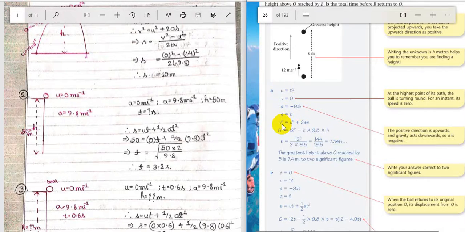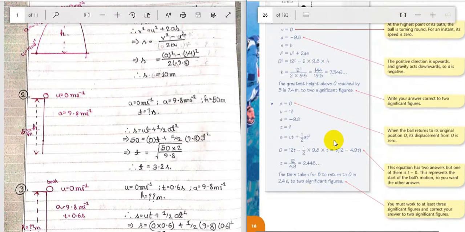So list all the values, and using the equation v squared equals u squared plus 2as, make s the subject and put in all the values. Using the calculator you can find the value, that is 7.346 meters. So you can just consider it to be 7.4 meters. The greatest height reached by the ball B is 7.4 meters.